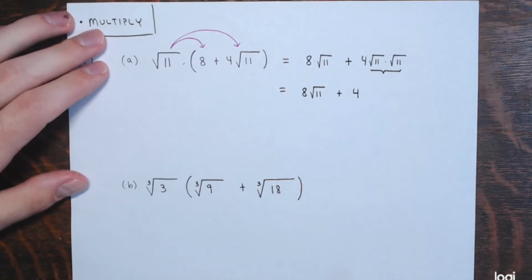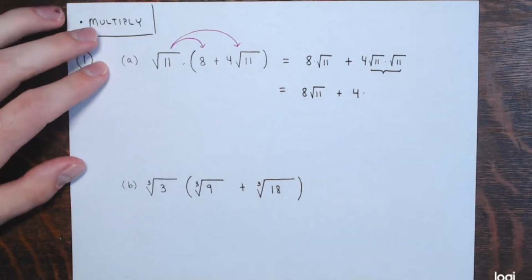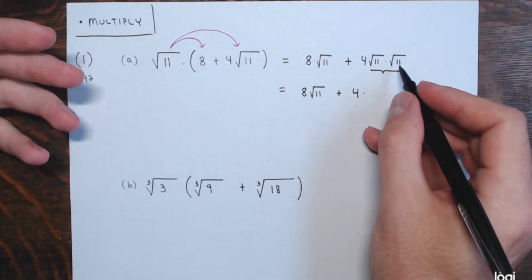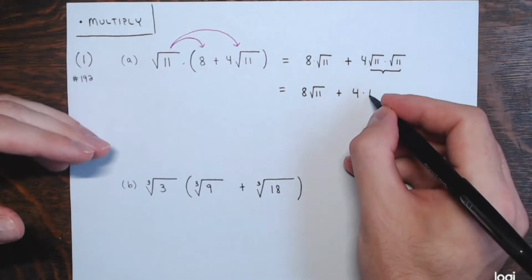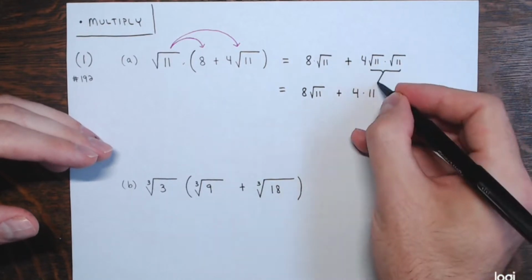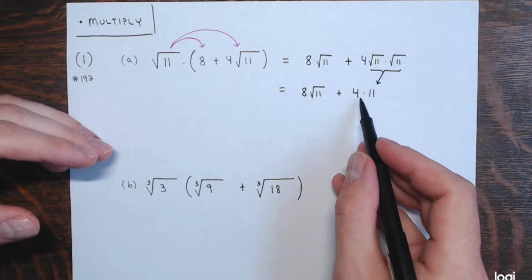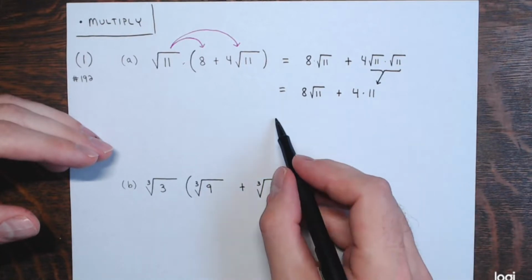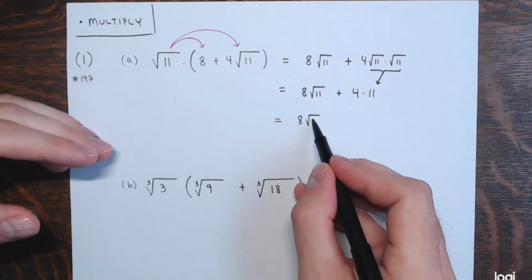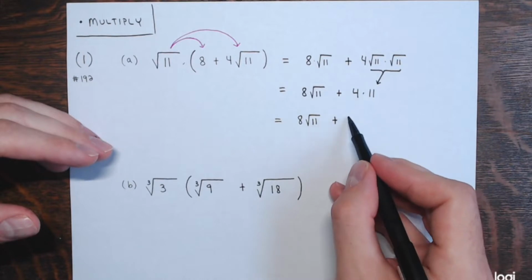I'm hoping you're seeing that that's just going to be 11, because that's the square root of 121, or the square root of 11 squared. So I'm going to skip ahead and say that's just 11. And then 4 times 11 I can simplify: 4 times 11 is 44. So I have 8 times the square root of 11 for the first term, plus just 44.